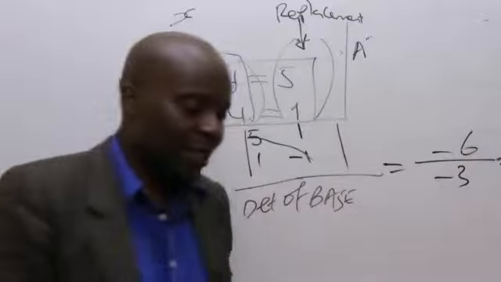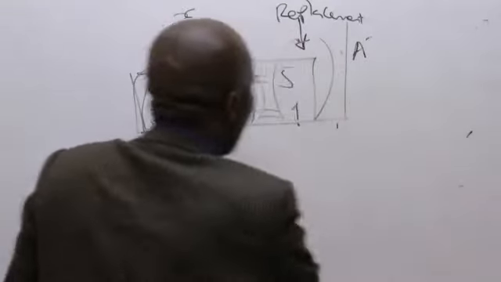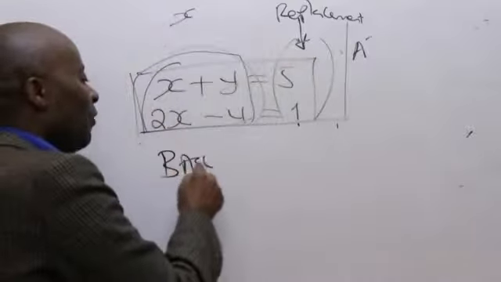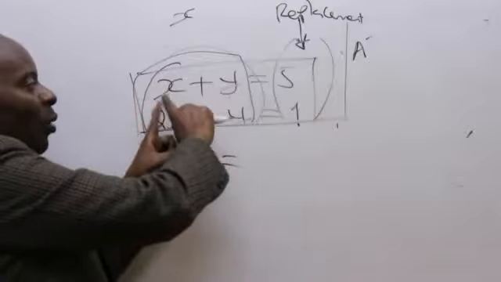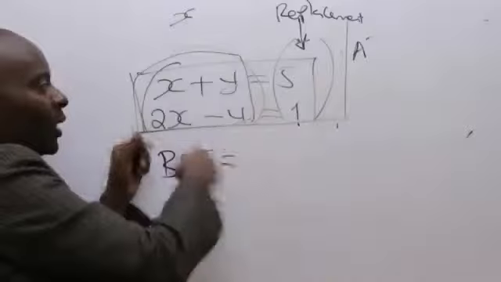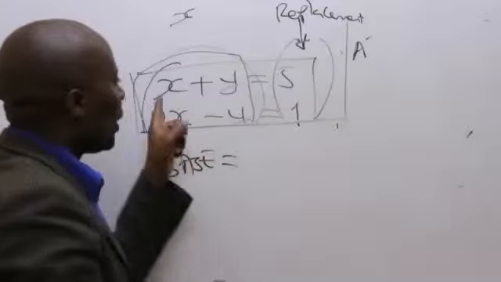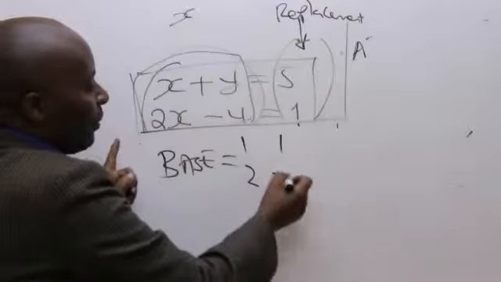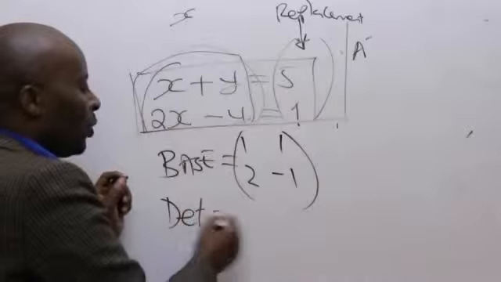Determinant of the base matrix. Remember, when we began this, we started by defining the base matrix. And the base matrix, we said, is constituted by what here? The coefficients of the unknowns. Here, the coefficients of x and y, those numbers that come before x and y. So like now here, I can see the first column is 1, 2. And then I can see the second column is 1 and minus 1. So having given me the base matrix, I will very easily give you the determinant.